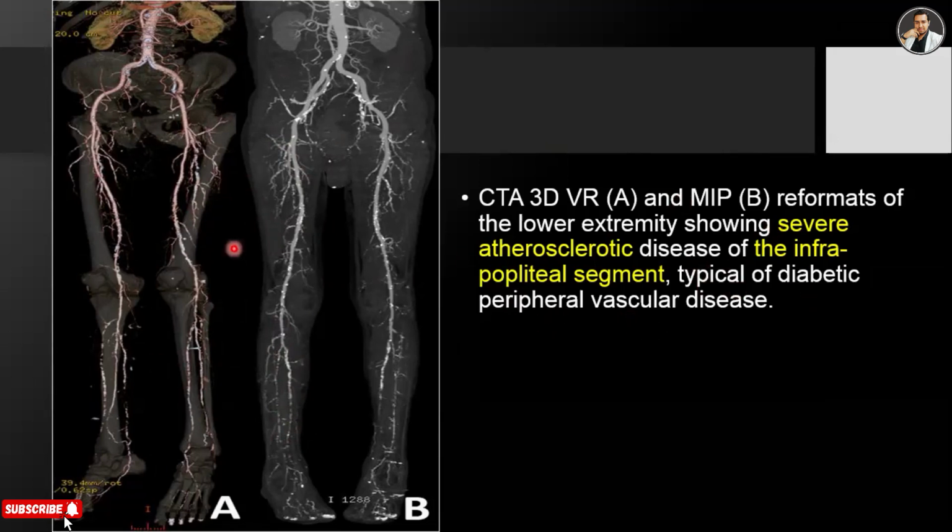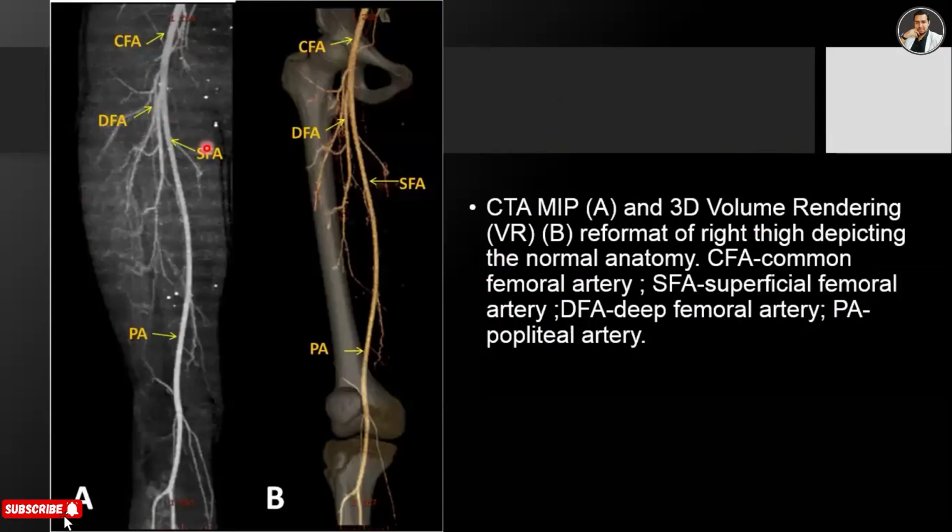The next slide shows the CT endogram, MIP image and VR image. Volume rendered image and MIP image. CFA means common femoral artery. This is the common femoral artery. This is the deep femoral artery. SFA means superficial femoral artery. PA is the popliteal artery.